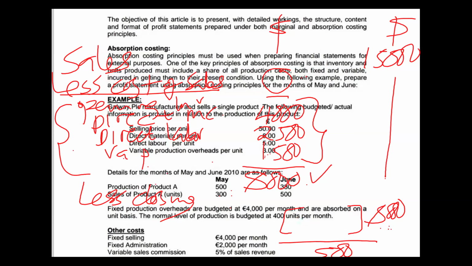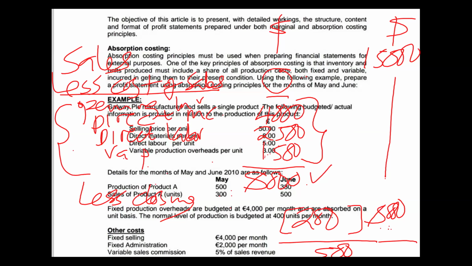So how many units were produced? 500, less the units that were sold, 300, which gives us 200. So you say 200 times the 8,000 divided by 500. Is that clear? That will give you your closing inventory. You know where the 200 is coming from, isn't it? 200 multiplied by 8,000, then you divide by 500.